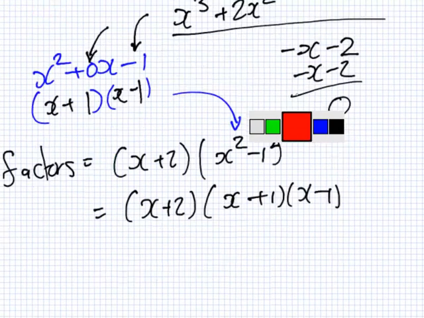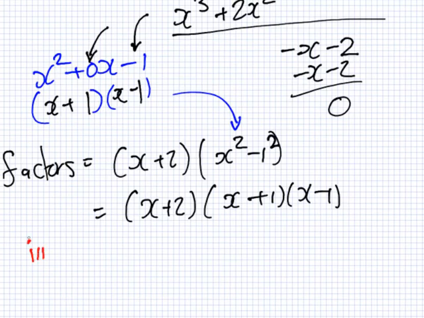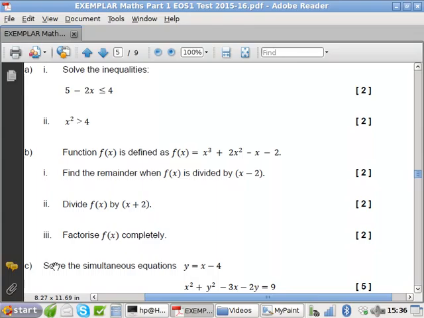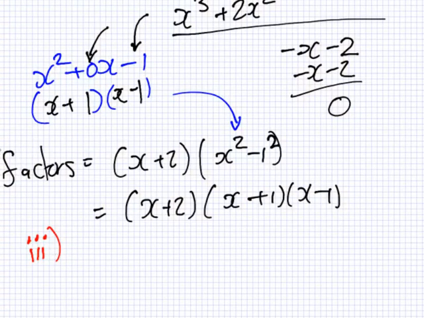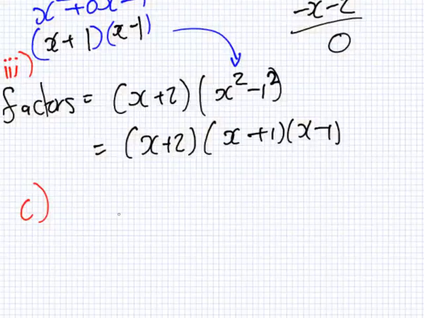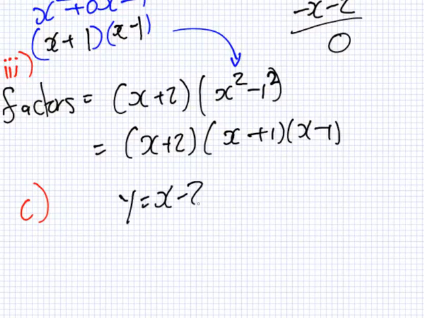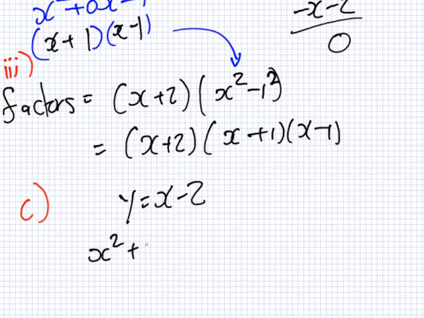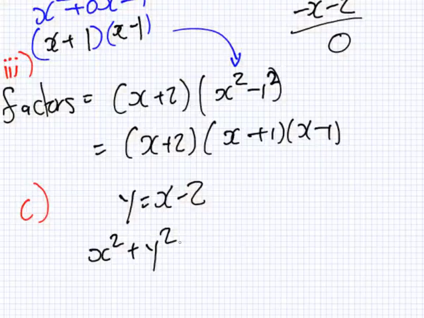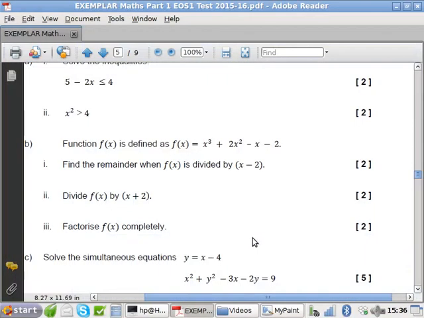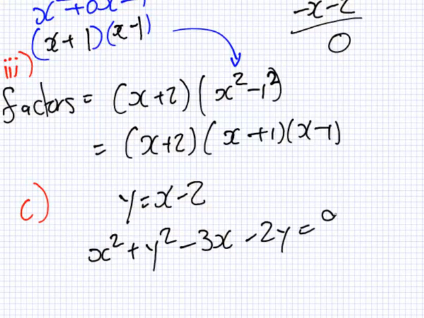Okay. Part 3. Oh wait, I did part 3. Part C. You have y equals x minus 2 and x squared plus y squared minus 3x minus 2y equals 9.